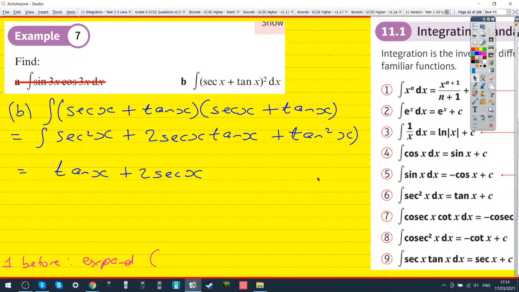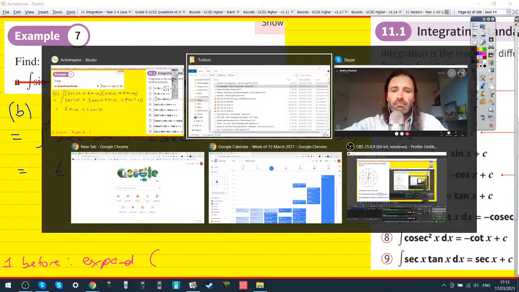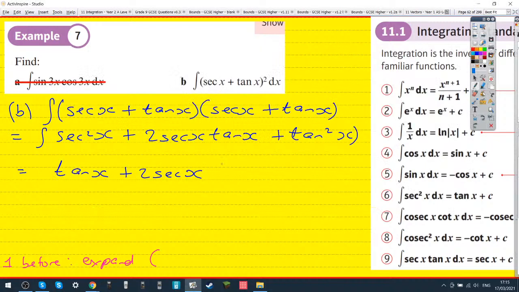What is tan squared x the same as? Oh, sec squared x minus 1. Yay. I don't have to get my snake emoji. Sec squared x minus 1. Okay. Integrate it.